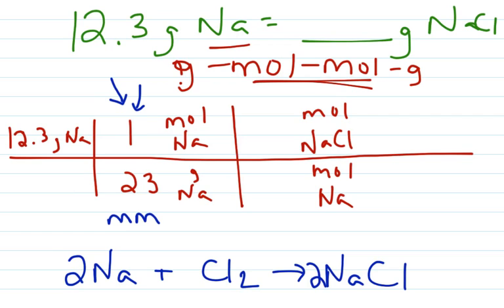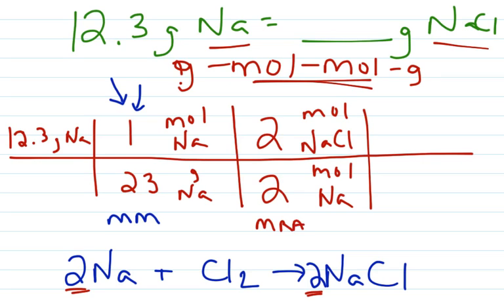I've got to go from one chemical to the ending chemical. So this is when I go to my balanced equation and I use the coefficients. There's a 2 in front of NaCl. There's a 2 in front of Na. Could you write 1 and 1? Sure. It's the exact same thing mathematically. Then, this is my mole ratio, by the way.